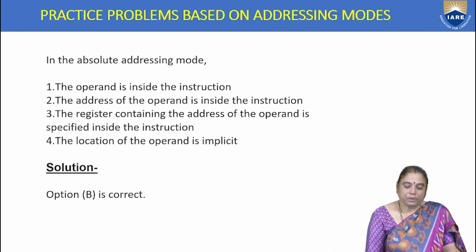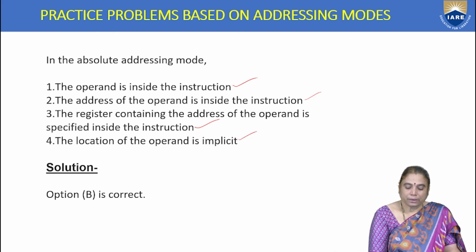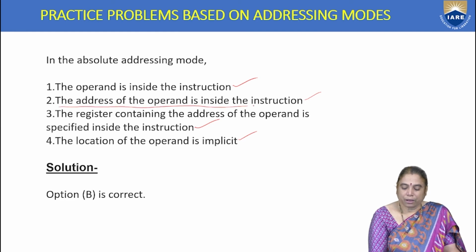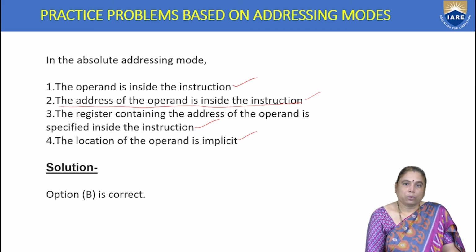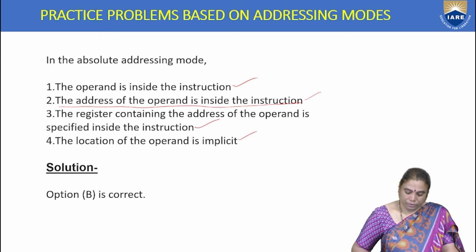The next problem: in the absolute addressing mode, the operand is inside the instruction. The address of the operand is inside the instruction. The register containing the address of the operand is specified inside the instruction. The location of the operand is implicit. So here in this case, the second option is correct: the address of the operand is inside the instruction. Absolute means it's a direct addressing mode. In the direct addressing mode, the address of the operand is specified within the instruction.